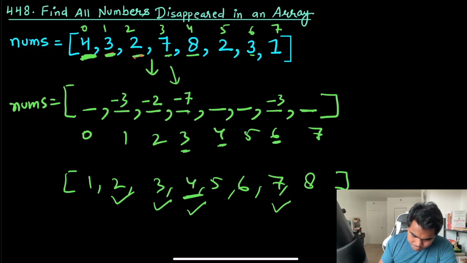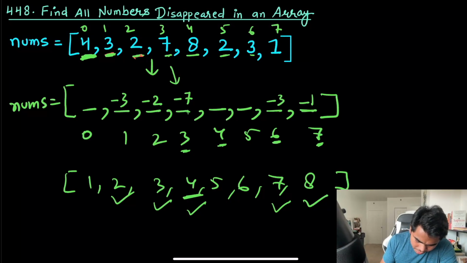Then 8, for 8 minus 1, 7. So let's go to 7th index right here. That means here it's 1, so I will convert it to -1. That means I've also seen 8. 8 is also seen. Then I go to 2 minus 1, 1.